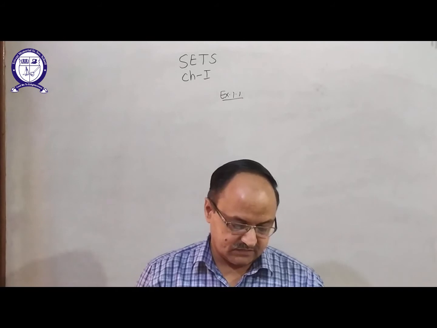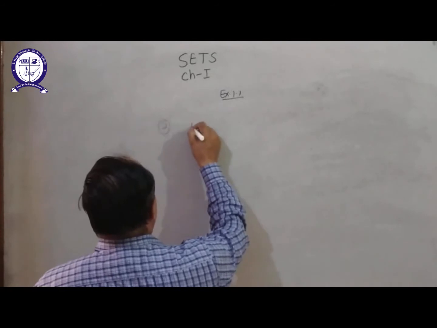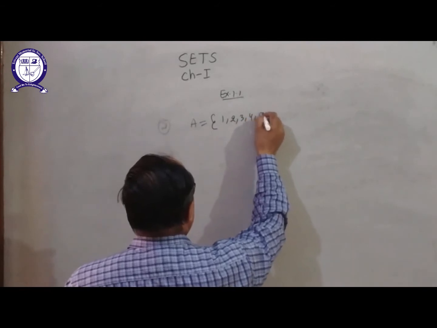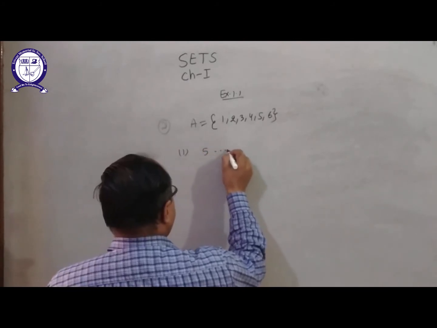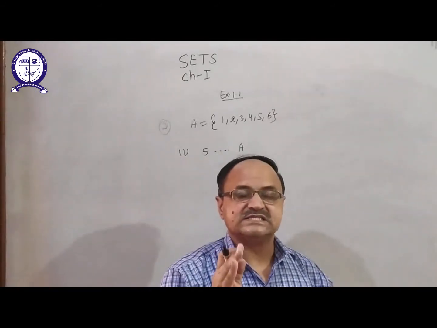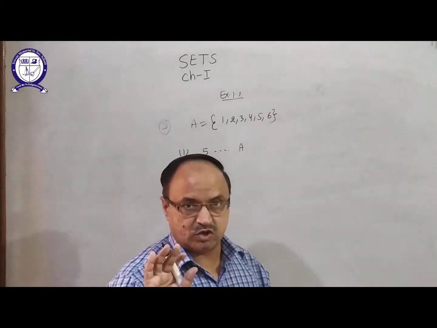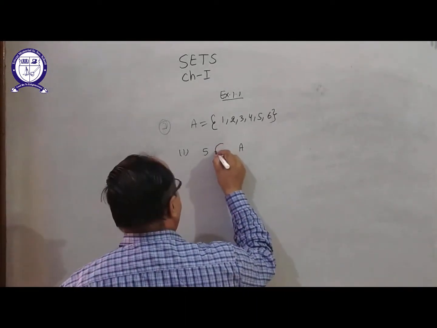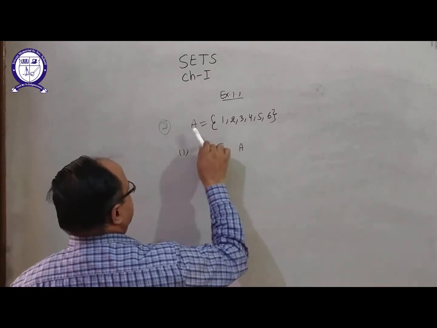Question number second. In question number second, set A is given: 1, 2, 3, 4, 5, 6. First part, 5: does 5 belong to set A or not? If it is an element of set A, then you write the symbol belongs to. If it is not an element of set A, then does not belong to. So you can say 5 belongs to set A, because 5 is a member of set A.